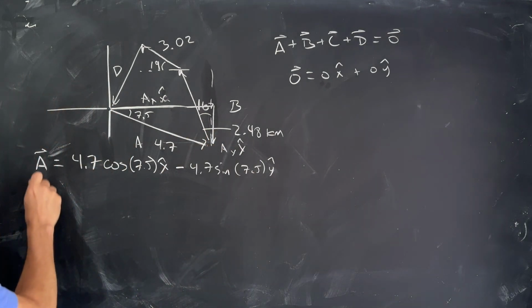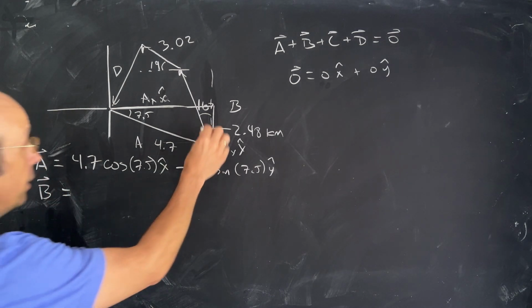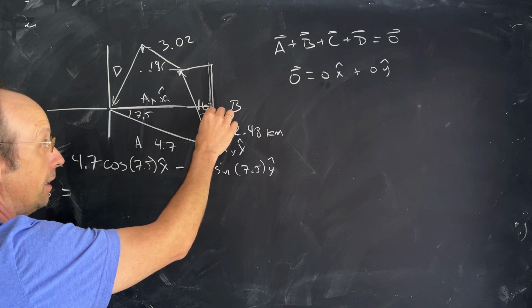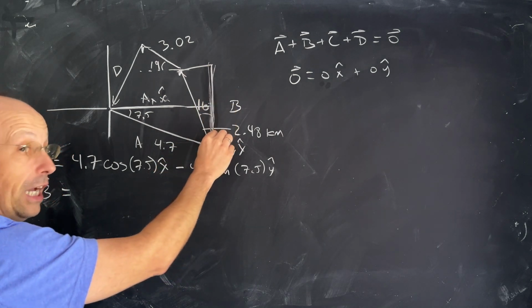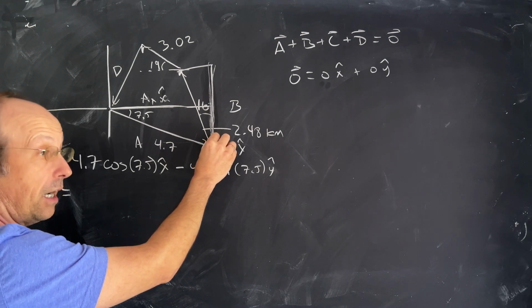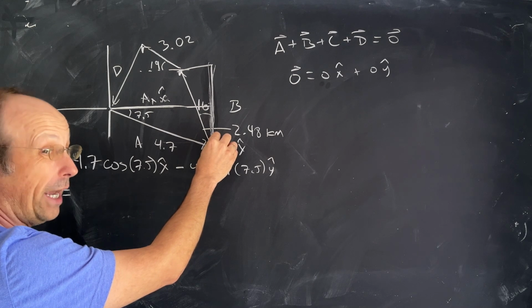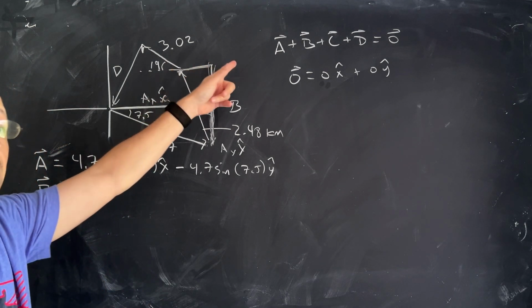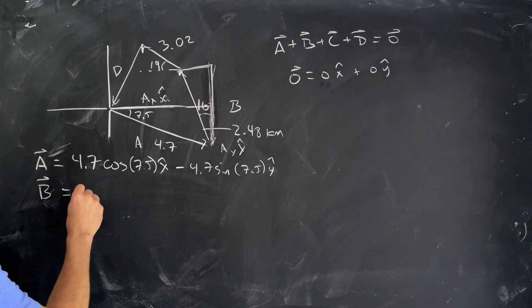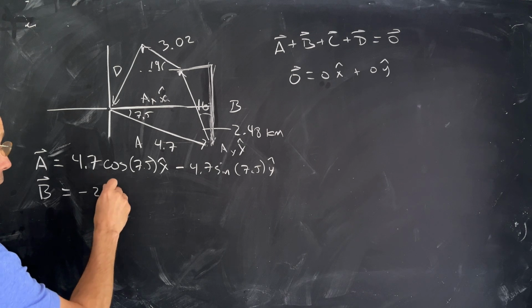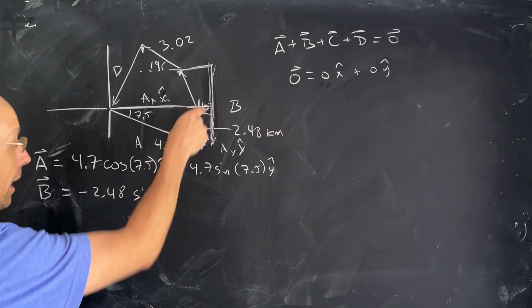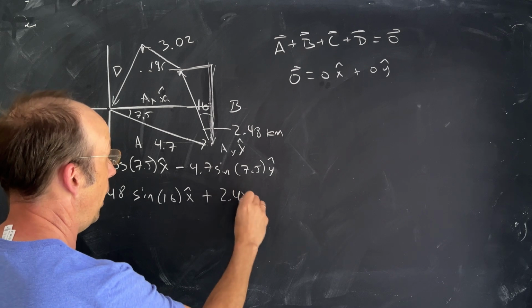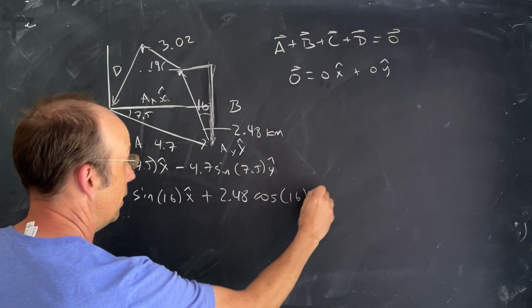Okay. Now let's do B. So B is this vector right here. So I'm looking at those components. In this case, if that's my angle, this is my adjacent side to the triangle. So the adjacent side is going to give me cosine, but that's going to be the y component. Here, this is the opposite side in the x direction. But that's in the negative x, so it's going to be negative. So I can write this as negative, it had a length of 2.48, sine of that angle, 16 degrees, x hat. And then the plus 2.48 cosine of 16 y hat.